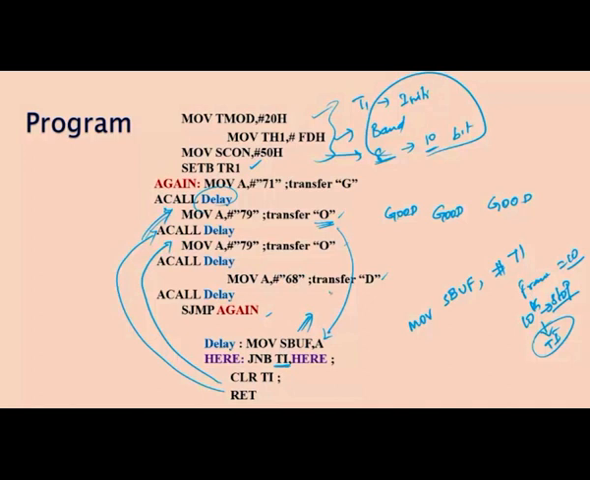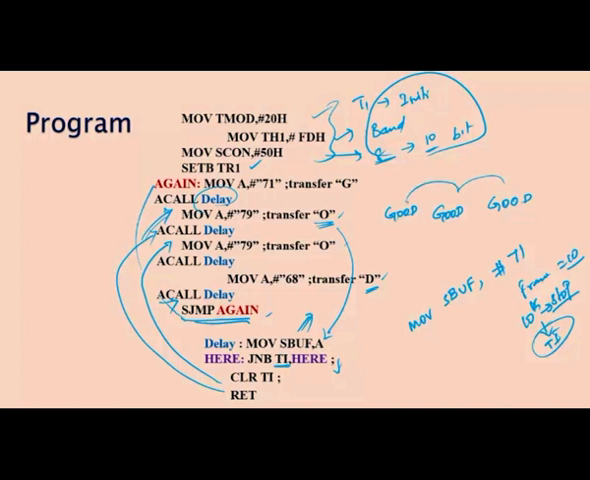And finally, it comes to the receiving of D. D is 68, and 68 is moved to SBUF. Now the process is repeated till the 10th bit. At the 10th bit the TI is set. TI set means it will exit from this repeated loop, then it will clear the TI, then it will come to here, which represents a short jump again. So the process is repeated.